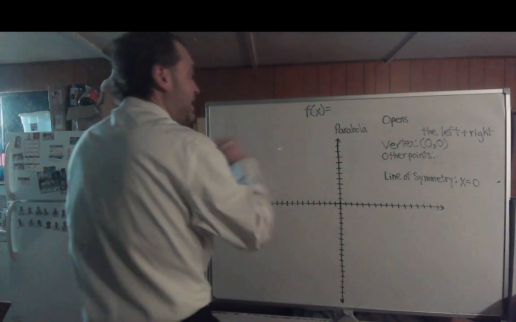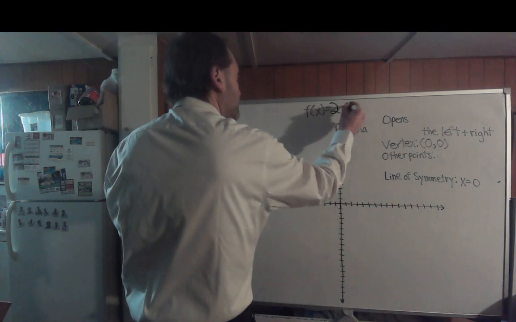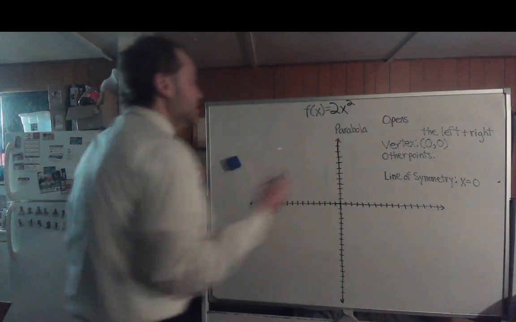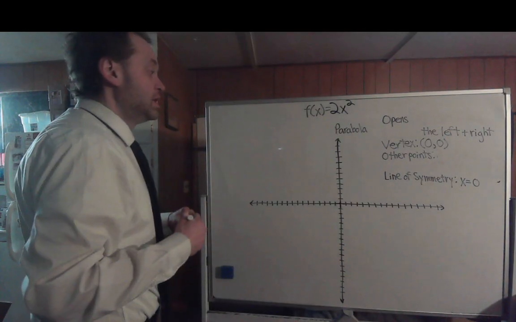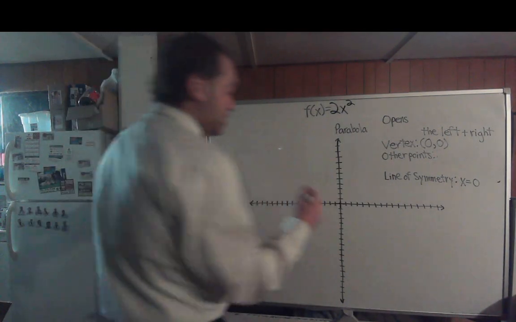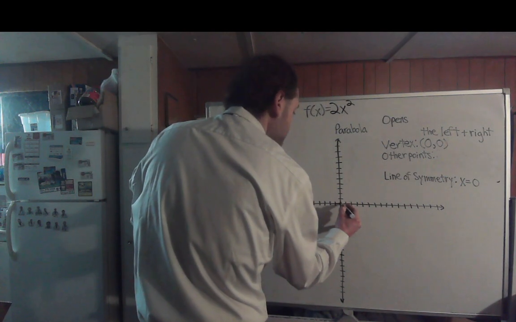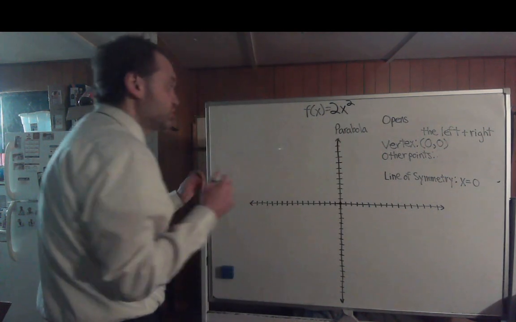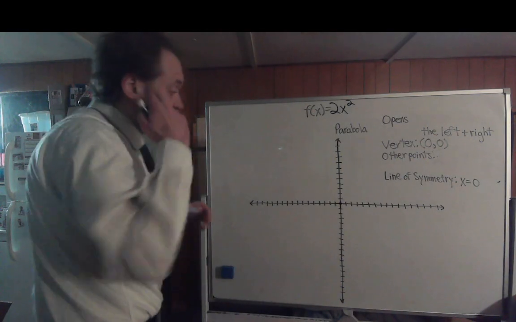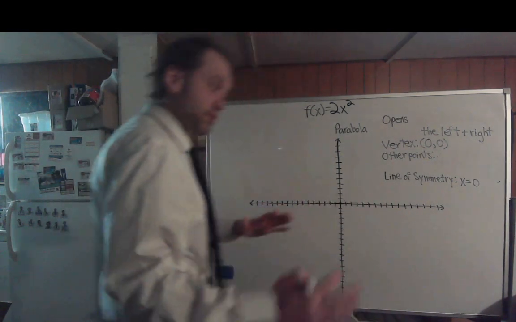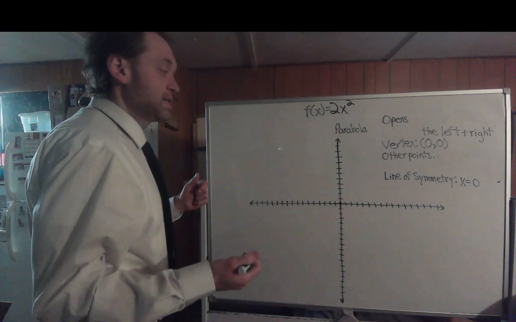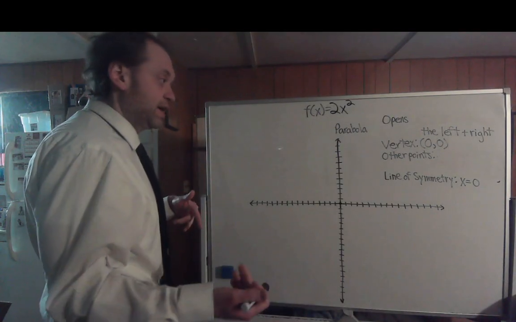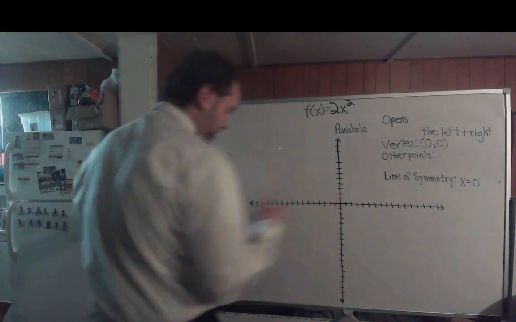What if I had f of x equals 2x squared? So this time f of x equals 2x squared. Well, take your 0. Your vertex is still at 0, 0. That hasn't changed. Now, your line of symmetry is still at x equals 0. So let's find two more points to the right. Let's find 2 points to the right of that line of symmetry of x equals 0.